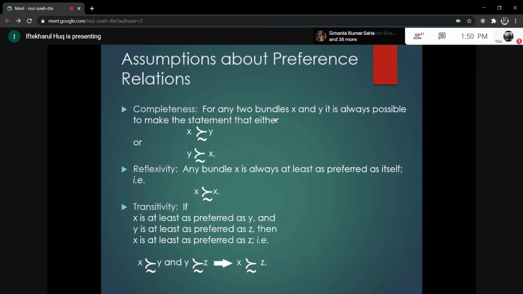You will either say you are indifferent, or you will say you have a weak preference, or you will say you have a strict preference. But you should be able to make any one of these three statements. That is all.